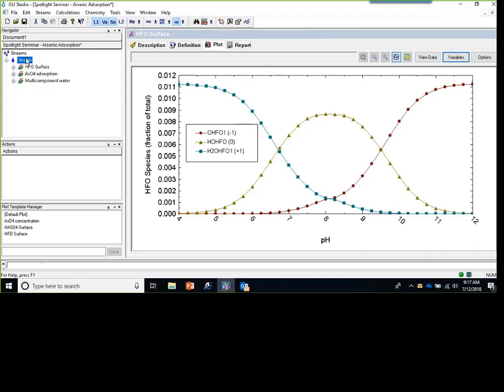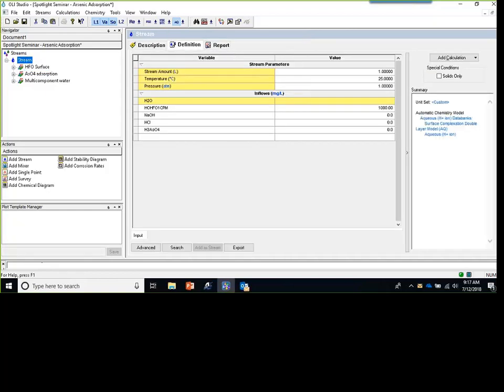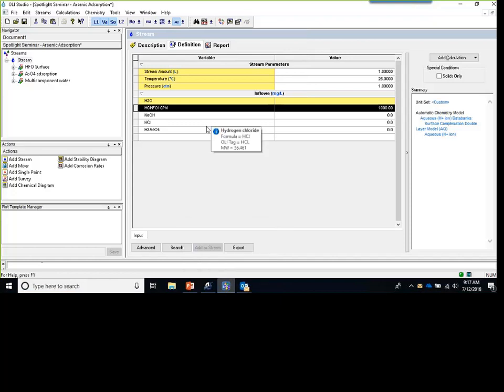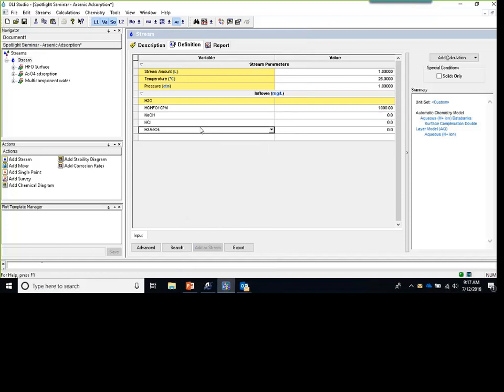The first thing I want to do is create a stream. And the stream contains 1,000 milligrams per liter of hydrous ferric oxide. In addition to that, I have some sodium hydroxide and hydrochloric acid for changing pH. And then I've got my arsenate anion that I'm going to add later on.